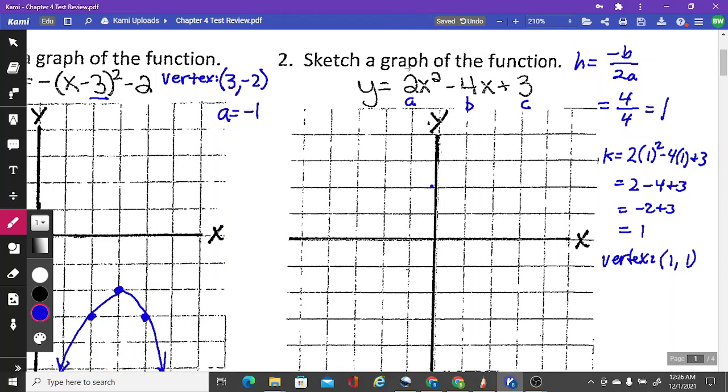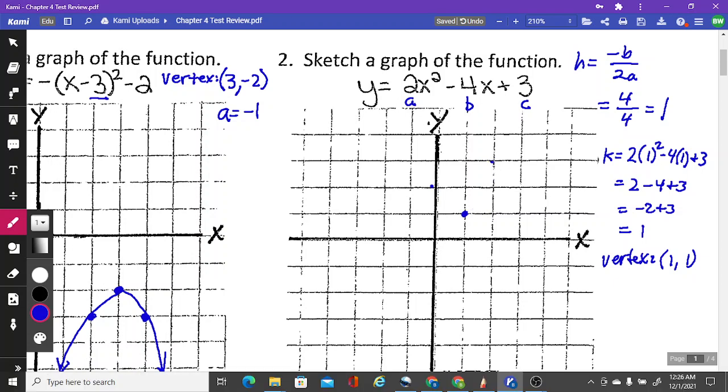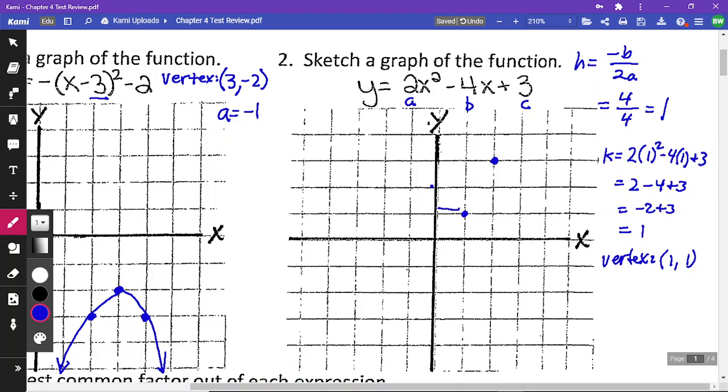A, we have up here that a is 2, right? So we plot our vertex, (1, 1). A is positive 2, so it's over 1 and up 2 right there. Over 1 the other direction and up 2 right there. Plot both of those points. And then we make a nice parabola. That's ugly, but I don't want to take any more time. So that's it. Okay, so that's the graphing. One example of each.